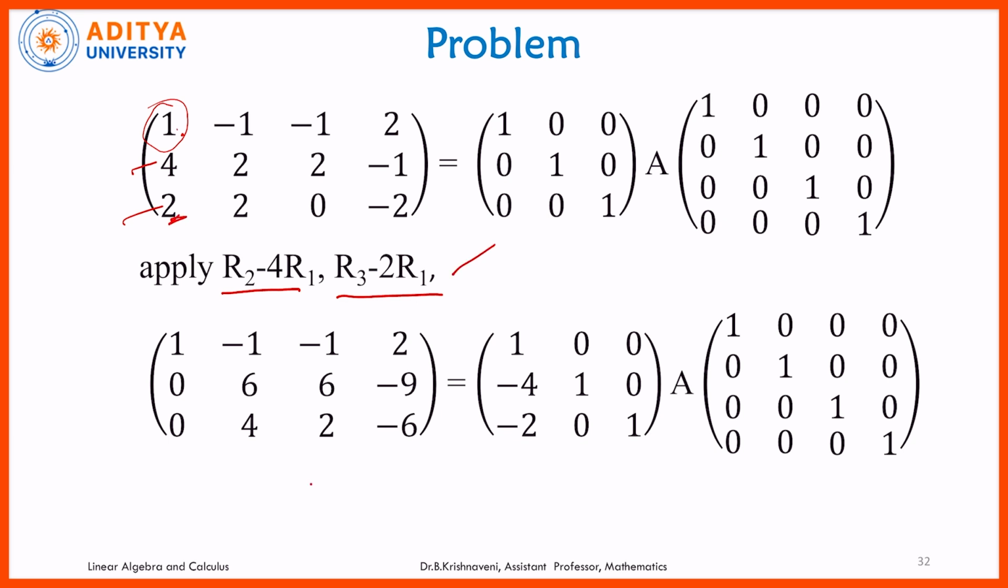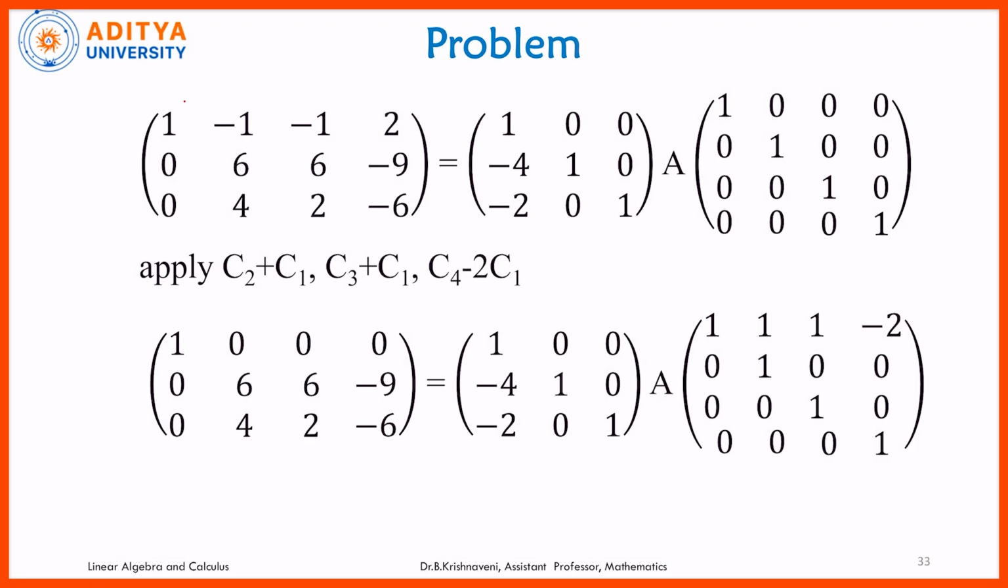Now if we apply these operations, the above equation is converted to 1 -1 -1 2, 0 6 6 -9, 0 4 2 -6. Since we are applying row operations, we need to apply them on the prefactor of A. If you apply on the prefactor of A, it will be reduced to 1 0 0, -4 1 0, -2 0 1, and the remaining will be the same as the previous step, since there is no change in the postfactor when we apply row operations.